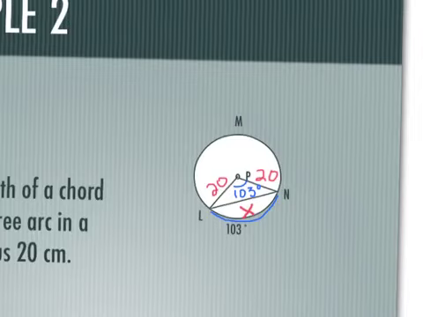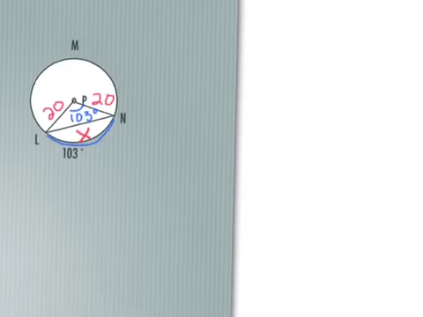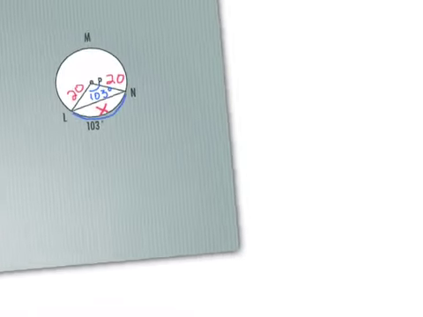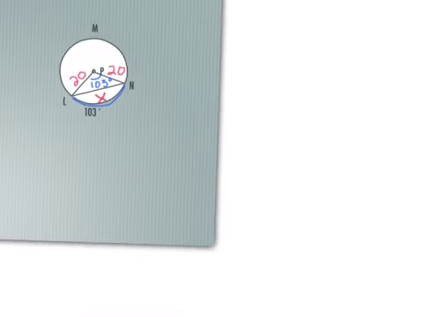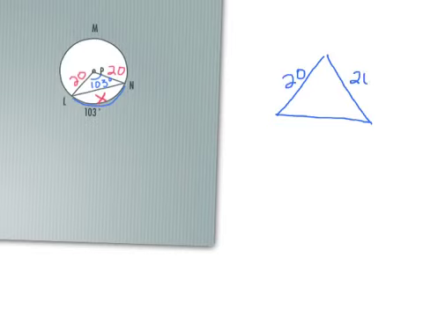Now let's look at what we have here. I'll move this off to the side, because I want you to see that what I now have is this. This is 20. This is 20. This is 103. And this is what I'm trying to find. Does this look familiar at all? Hopefully this should look like the test you just finished.